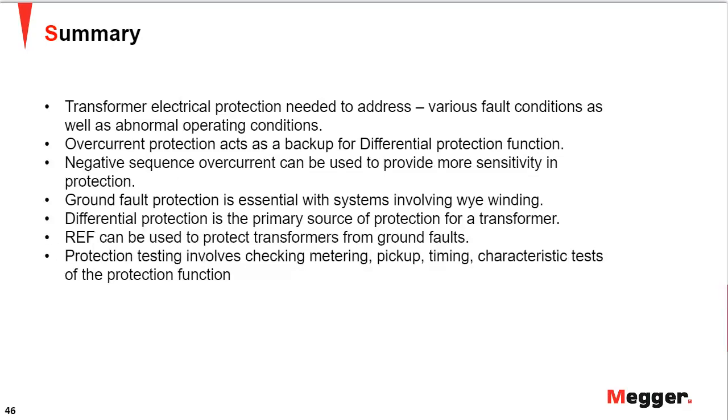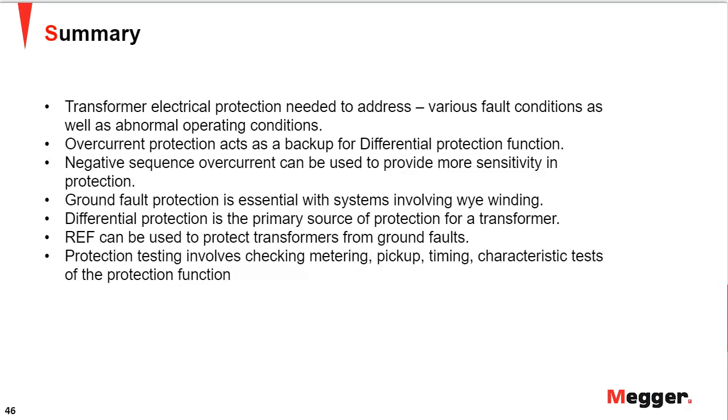And then the ground fault protection is used with systems involving wire winding, where you have the ground source for a ground fault, or path for a ground fault, right? We looked into different types of ground fault relays, and then differential protection. I discussed the operating principle, percentage restraint characteristic, how a differential relay would operate for external and internal faults, and did discuss the different challenges one would face when dealing with differential, like phase shift, CT mismatch, magnetizing inrush, and so forth. And then also discussed how the restricted earth fault can be used to protect transformers from ground faults as well.